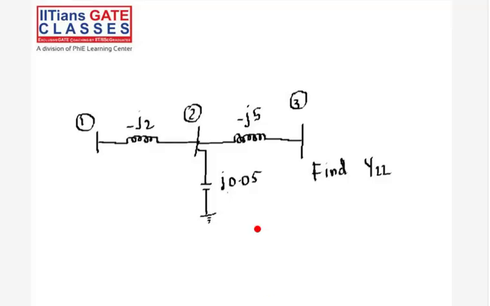Okay, now let's start with the problem. The first question is for you to find Y22. Can you calculate what Y22 is? You don't have to write the whole Y bus matrix. You just have to remember what Y22 represents, and then you can calculate it. This is like a 3-second problem. Answers?